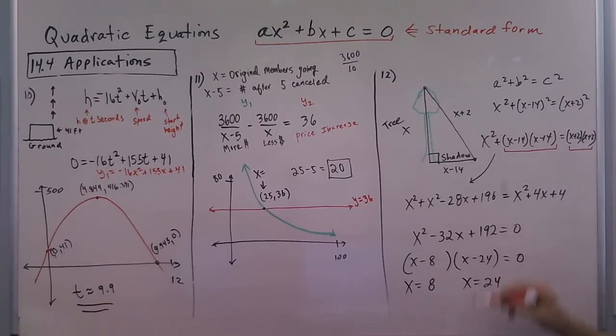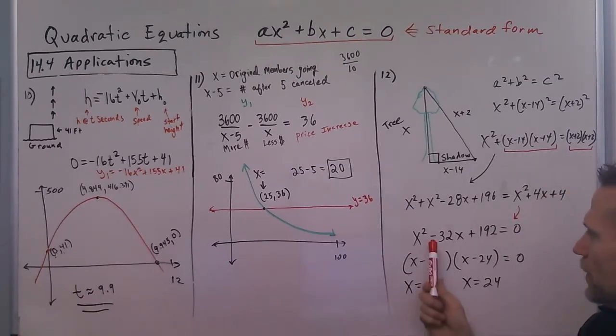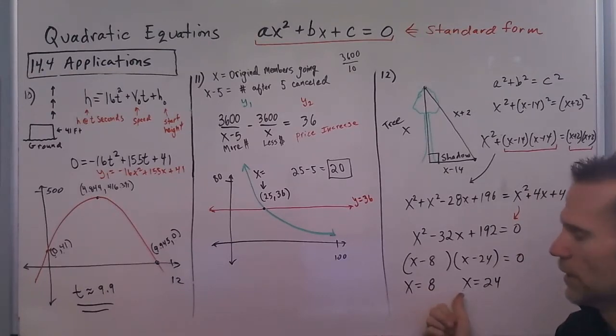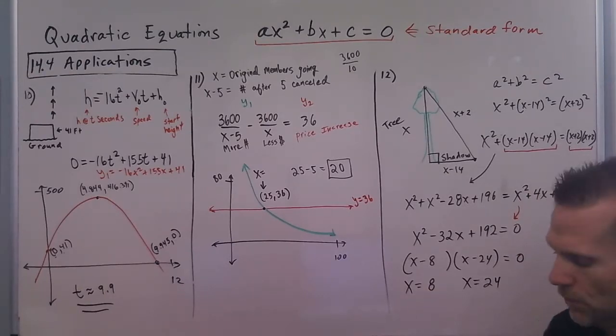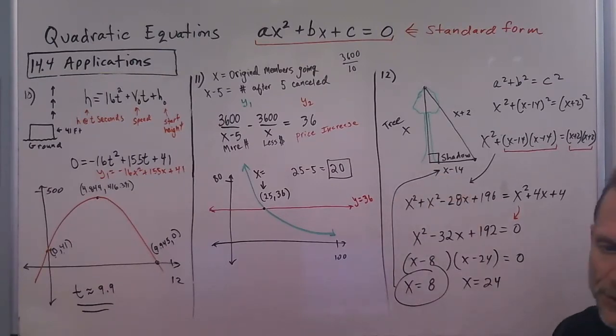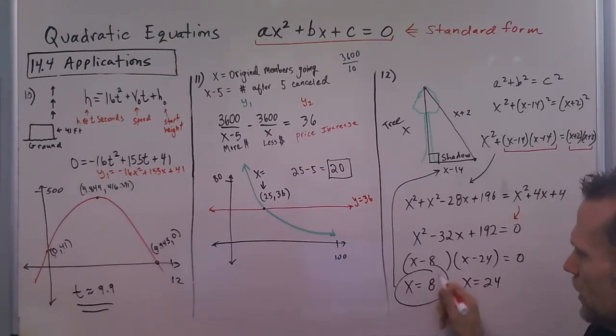Once we multiply that out and FOIL these, we end up with a statement like this, and we can manipulate it into standard form. Once we're in standard form, we could use the quadratic formula, or we can factor it. Since it's factorable, we get x equals 8 and x equals 24. This one, if you check it out, can't work, because if we put 8 in here, we get a shadow length that's a negative number. So we have to rule this out.